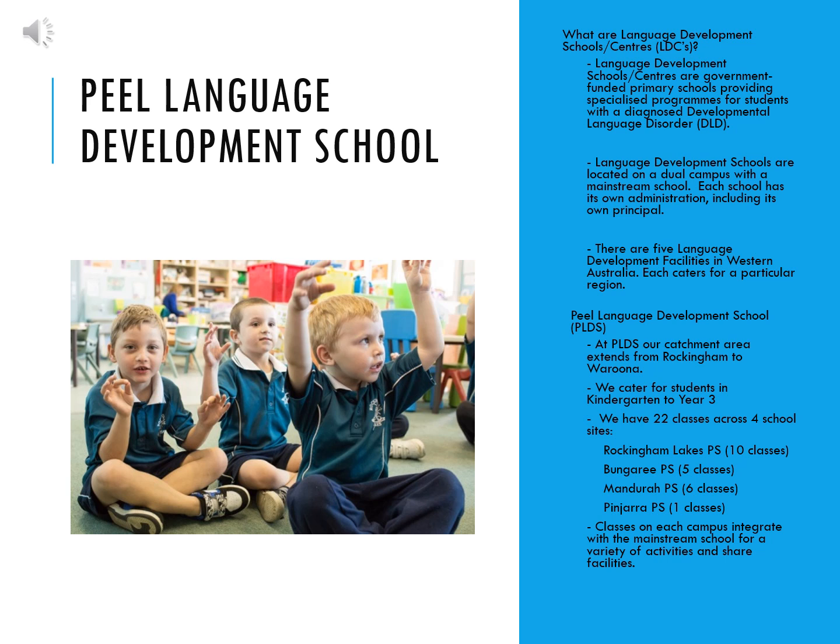At Peel Language Development School, we cater for students in kindergarten through to Year 3, and we have classrooms located at Rockingham Lakes Primary School, Bungaree Primary School, Mandurah Primary School and Pinjarra Primary School.